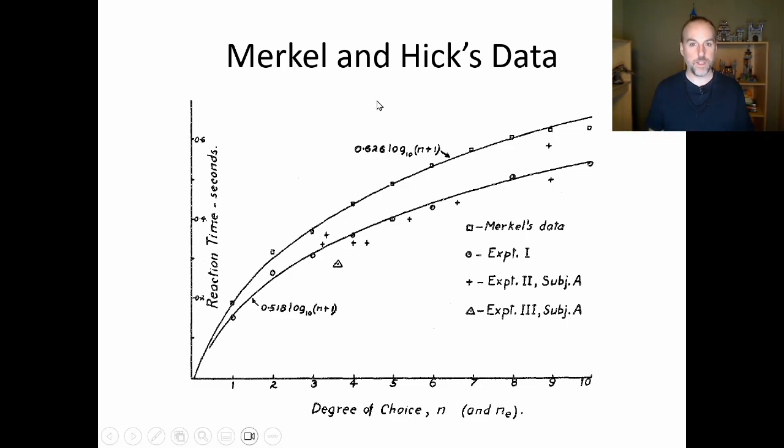But what they did here, and here you can see Merkel's original data in the squares. Here's Hick's data, actually. He ran 3 different experiments, and he found basically the same relationship. Reaction time was a little quicker overall. That could be the participants tested. Maybe his equipment was a little better at measuring reaction time. But the important thing is that this relationship was the same. We see a logarithmic or a nonlinear increase in reaction time with the number of stimulus response alternatives.